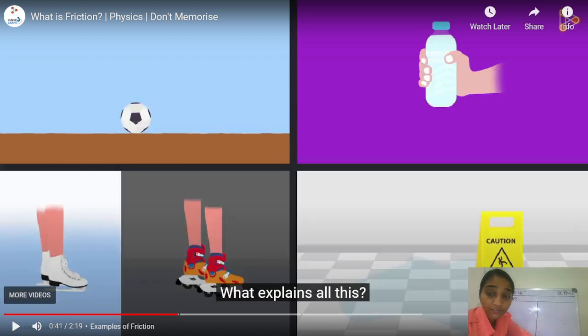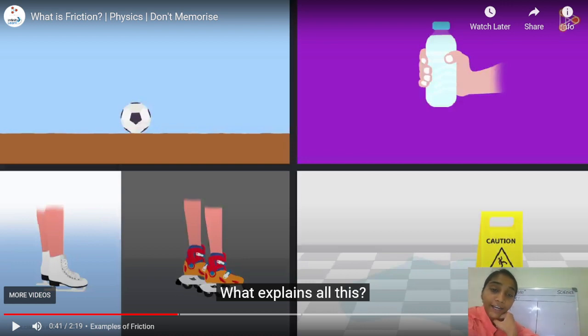Yes, students. So you have seen a few examples, right? The ball is moving on the ground. We are holding the bottle, and in the ice skating and the road skating, and there is a caution that on the wet floor we should not move. So students, what do you think is making all these things happen? Like the ball suddenly stops, and the things which we hold in our hands do not fall down. We are able to hold the things, and also we are able to skate on the ground.